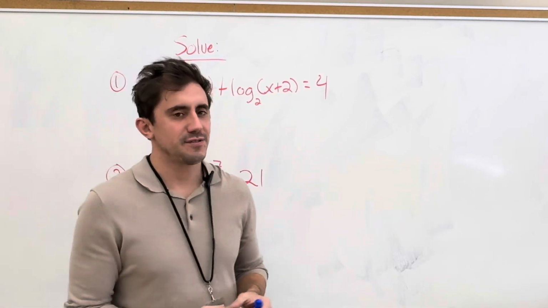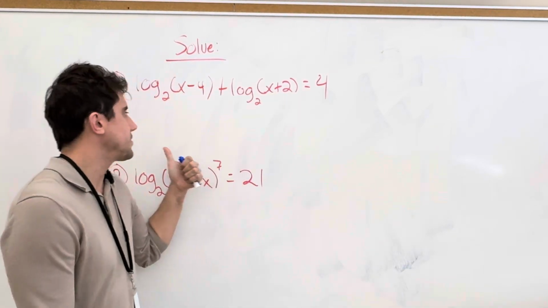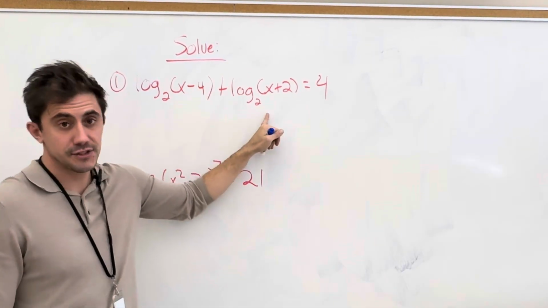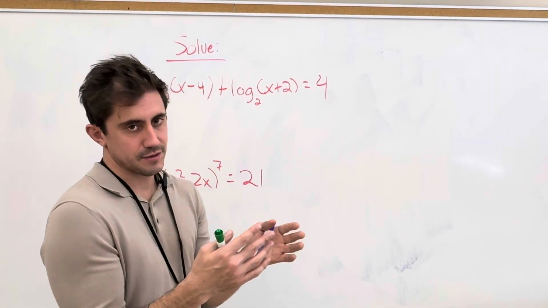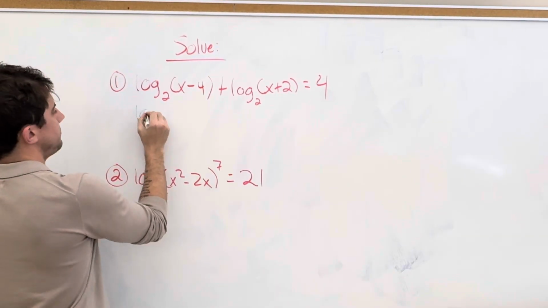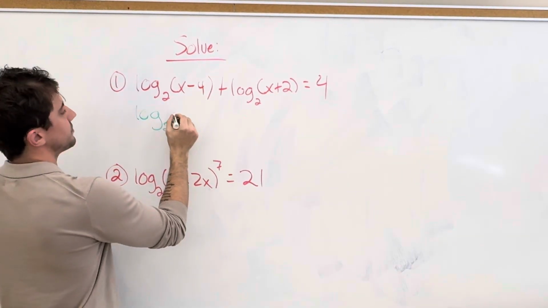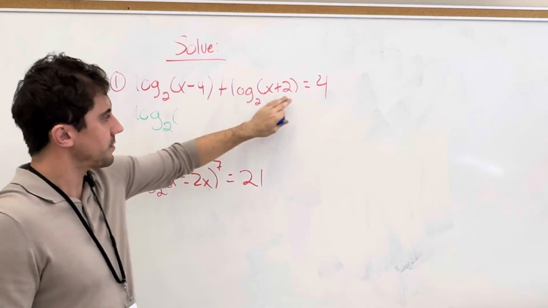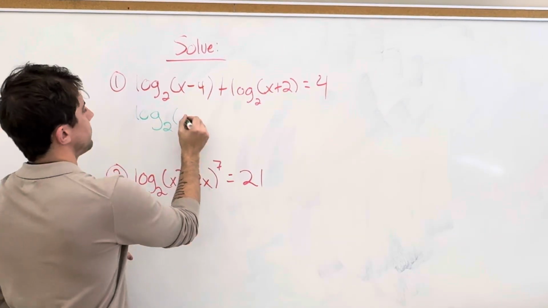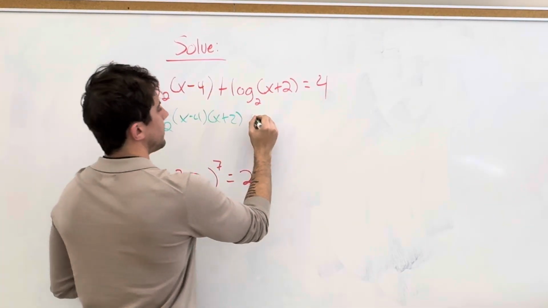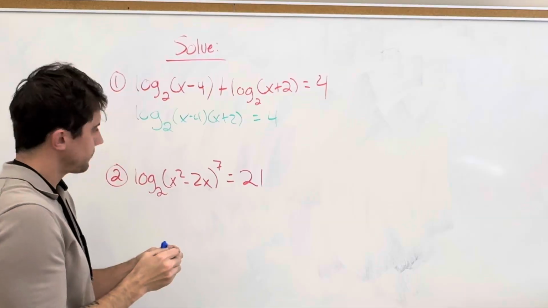Hey everyone, today we're going to solve two equations using logarithms. So for the first one, on the left hand side, we have both terms being log base 2, so we can combine those using the product law, and that's going to look like the log base 2 of x minus 4 times x plus 2, like so, and that's equal to 4, right?